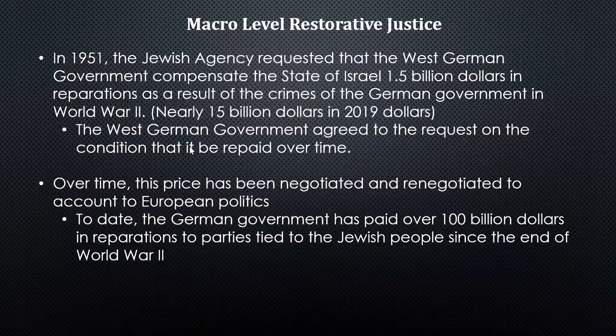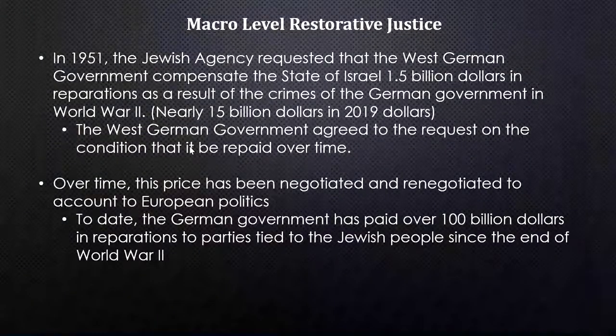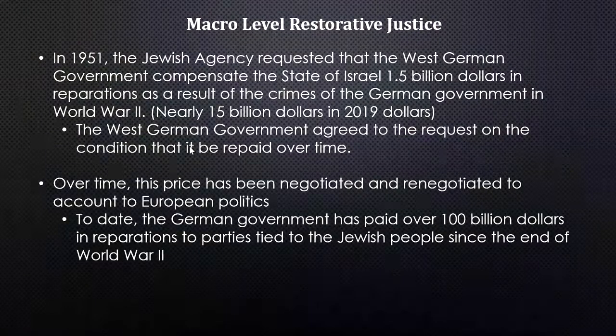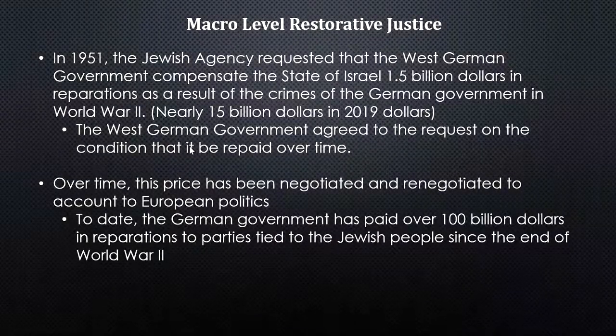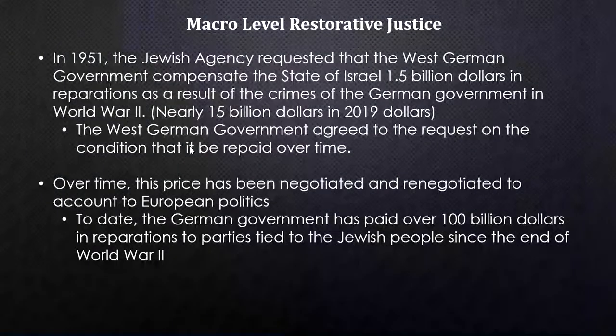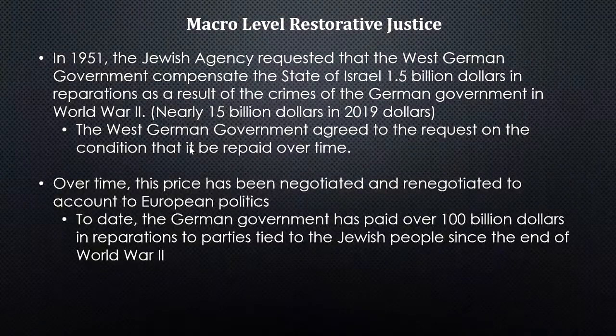Over time, the price has been negotiated and renegotiated, both to account for European politics and the politics of the world, if you will. But to date, the German government has paid over $100 billion in reparations to parties tied to the Jewish people since the end of World War II.